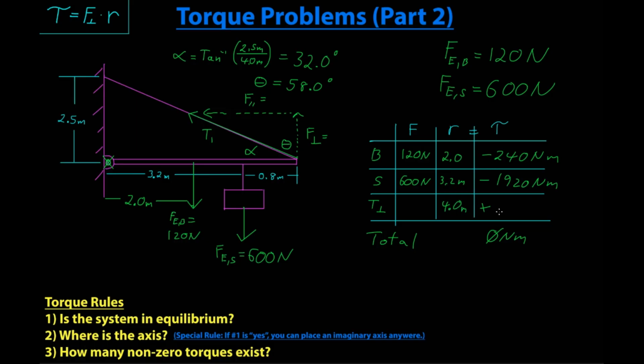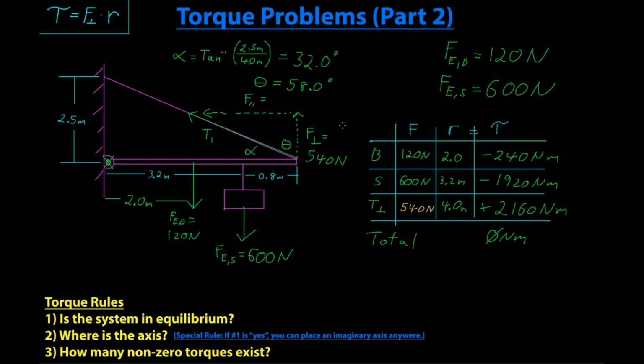Now, we don't know the torque, but we do know this has to add up to 0. If these two are negative, they combine to negative 2160 Newton meters. Now this equals 0. Using my torque equation over here, if I know the torque, I divide by the radius, which is 4 meters, I will get the force. And that would mean our force is 540 newtons. That is the perpendicular force from the tension. I will put that here.